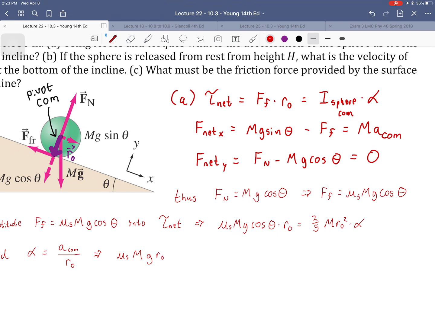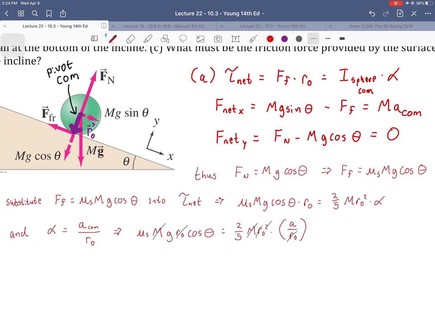All right, so big M, g, and then we'll go ahead and put our r naught over here, cosine theta. And then that's going to equal 2/5 M r naught squared times a over r naught. Okay, and let's think about some cancellations here. We should have a very nice set of cancellations. I have an r naught cancel one of those. I also have an r naught on both sides, so those cancel. I have an M on both sides, which cancel.